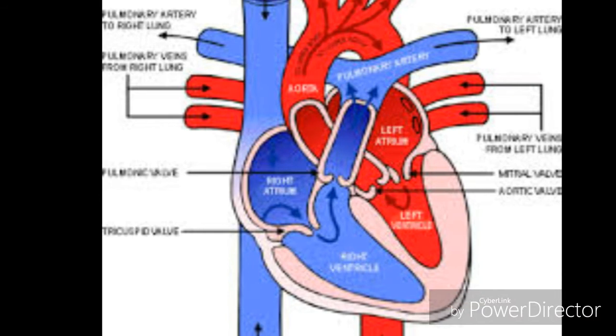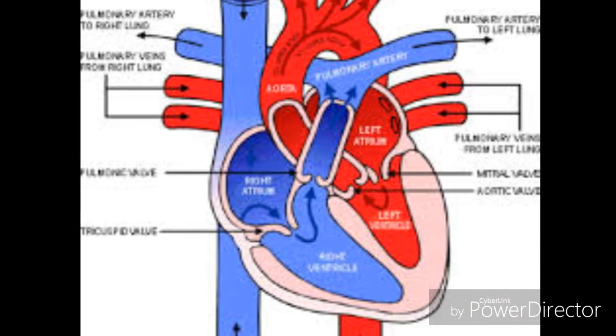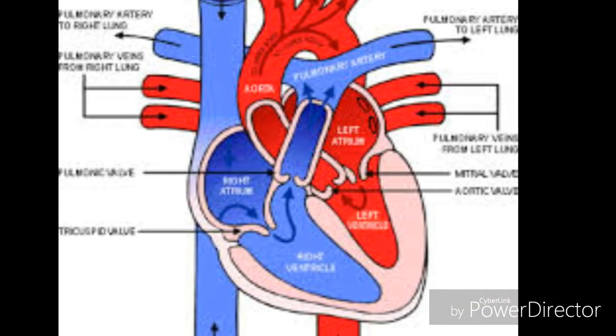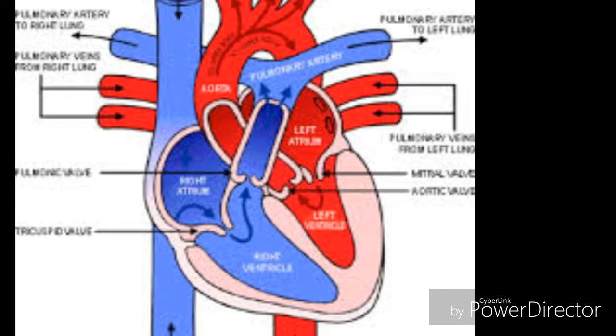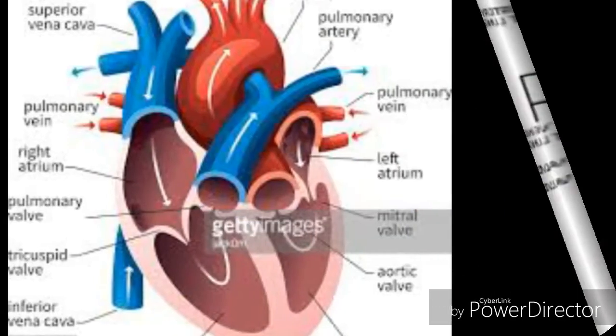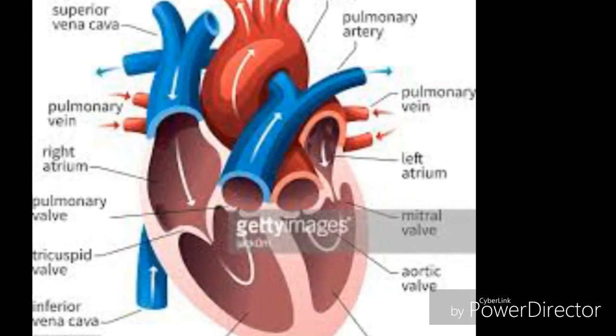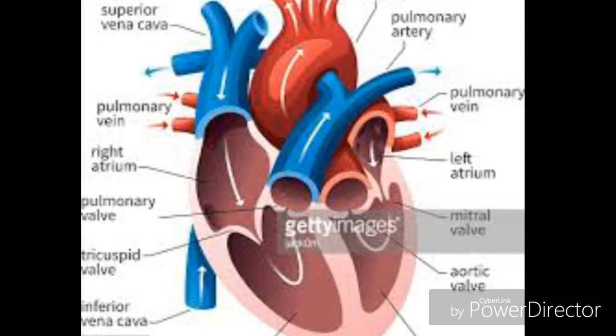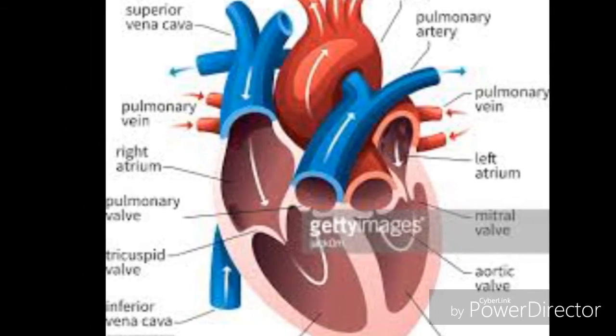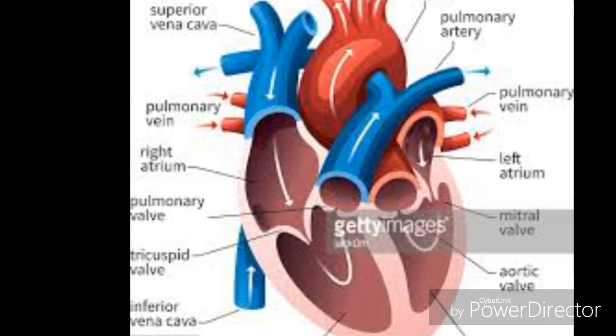Now we will know about the chambers of the heart. Internally, the heart is divided into four chambers: two thin-walled upper chambers called atria, singular atrium or auricles, and two thick-walled lower chambers called ventricles. Now we will know how the circulation of blood takes place in the heart.